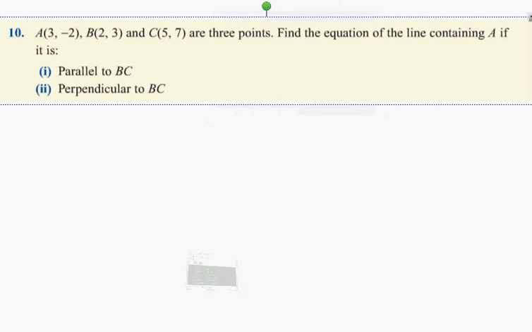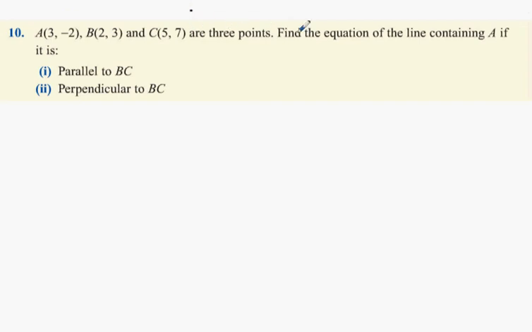Okay, guys, so what I have here is A, B, and C. A, B, and C are 3 points. Find the equation of the line containing A if it is parallel to BC. So, what we know is that B and C are 2 random points. We don't really know much about them. We know that if we were to join them together, they form a line, yeah?